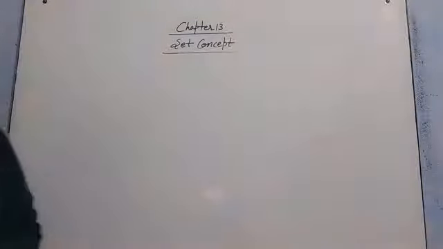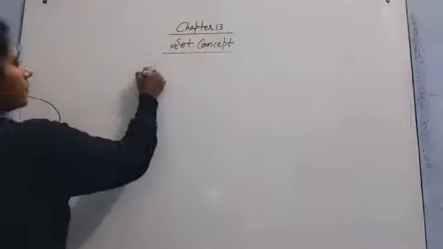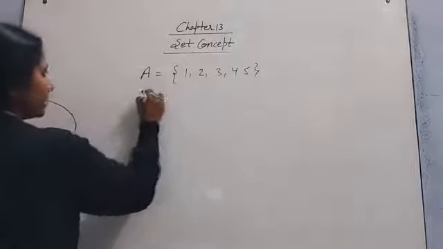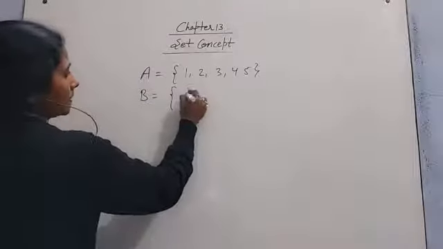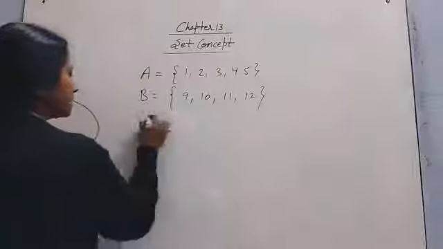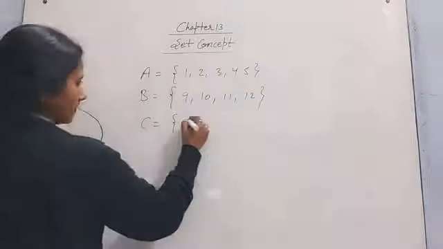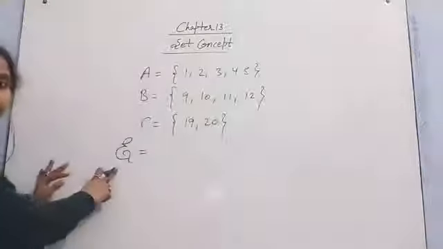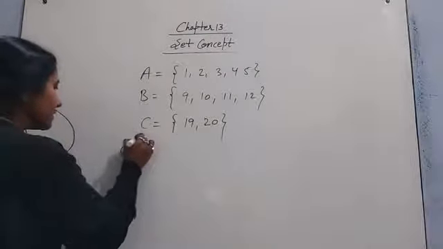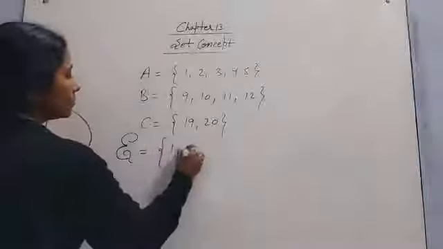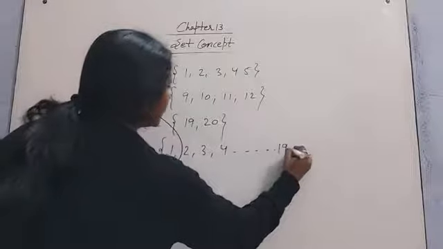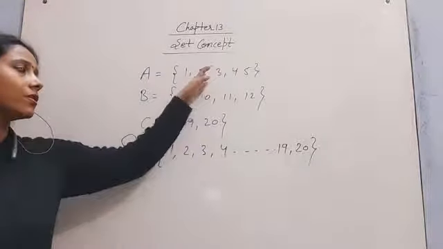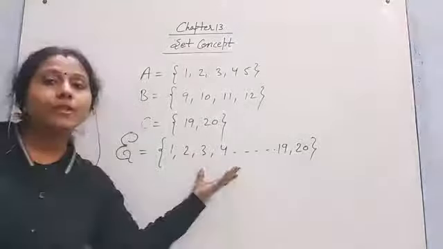Okay. Now, universal set. What is a universal set? Suppose A equals 1, 2, 3, 4, 5. B equals 9, 10, 11, 12. C equals 19, 20. Now, a universal set will be denoted like this, E, and it is 1, 2, 3, 4, and so on till 19, 20. It means till 20, all the numbers are here. That is the universal set, in which all the elements of the given sets should be there.